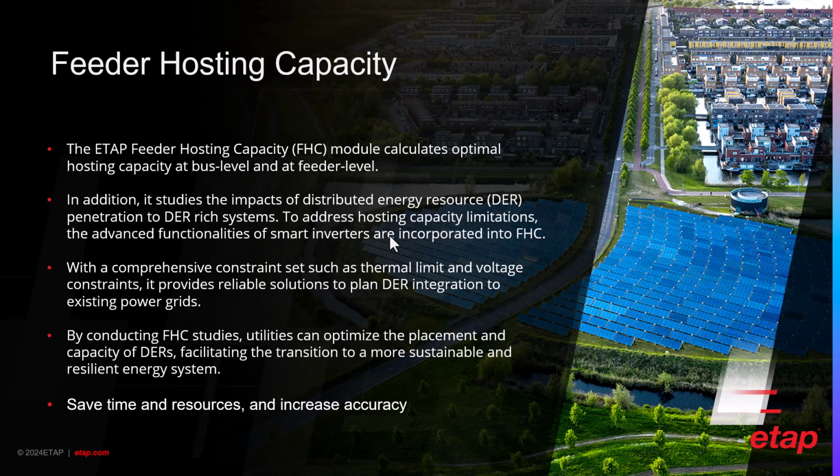In addition, it studies the impacts of DER penetration into systems, and it also considers new techniques and modeling capabilities like smart inverters. Therefore, you can enhance the performance of your system. We include constraints like thermal limits, voltage, power factor to provide reliable solutions. And by conducting FHC studies, utilities can optimize the placement and capacity of DERs. And a big advantage of this module is that it's quite fast and it will save time, resources, and increase accuracy.